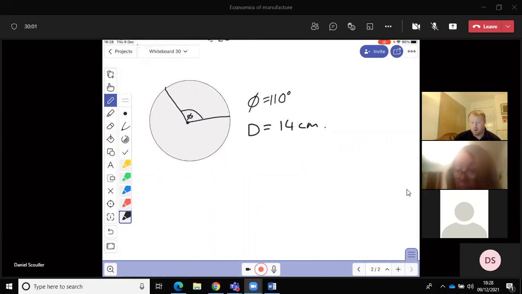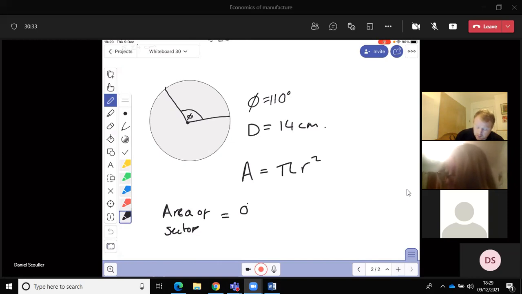Okay, so the equation for the area of a circle, if we're doing the full circle, is pi r squared. In the same way we did for finding part of the circumference, we just add in that ratio aspect of it. So area of sector: when we take a slice, we call it a sector, equals the angle over 360 multiplied by pi multiplied by r squared.